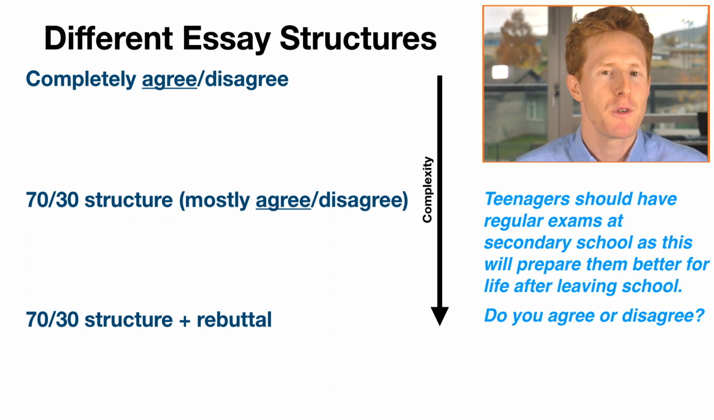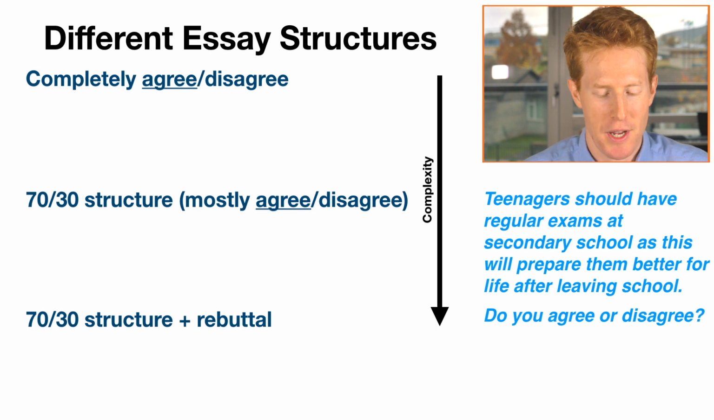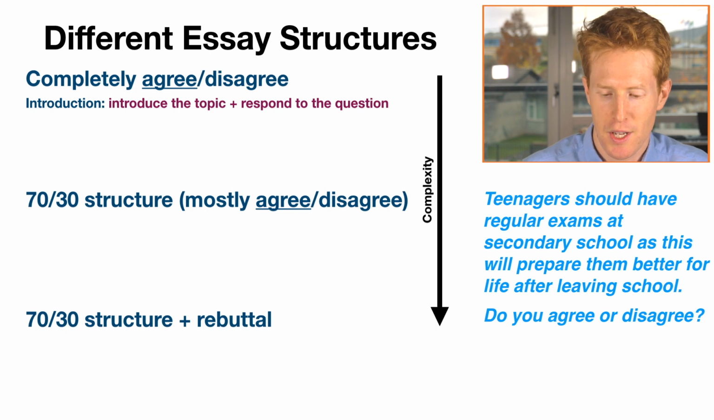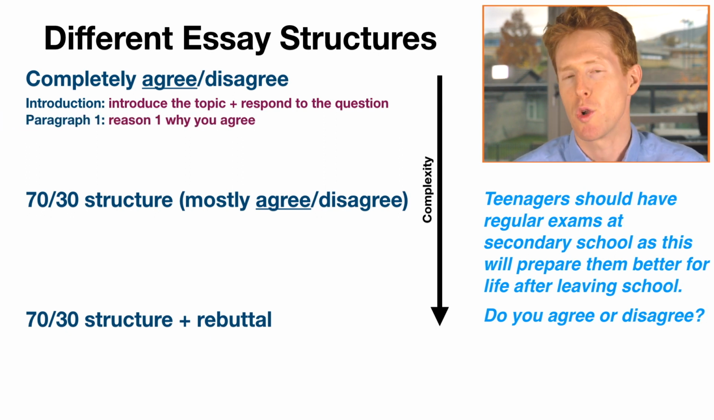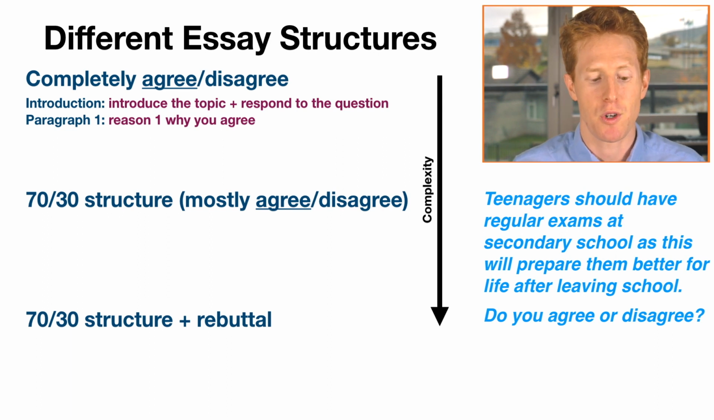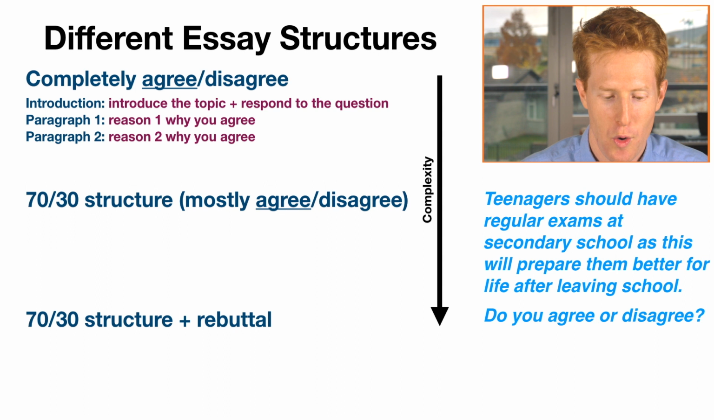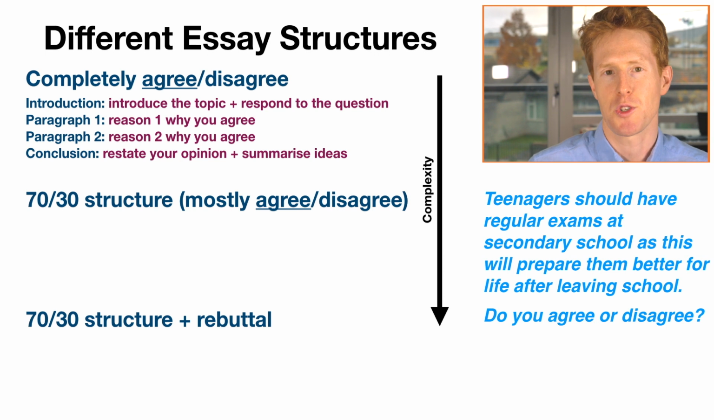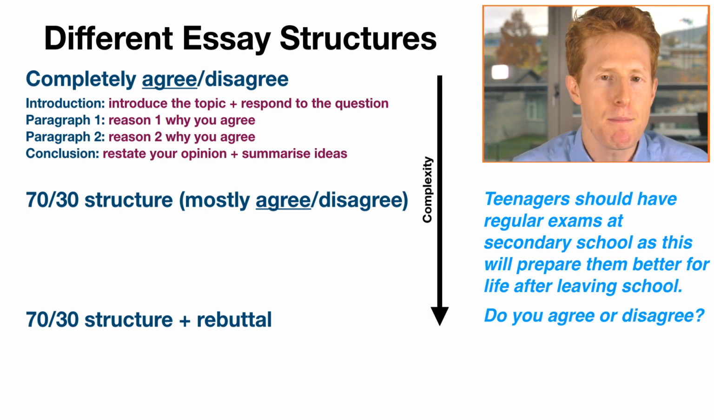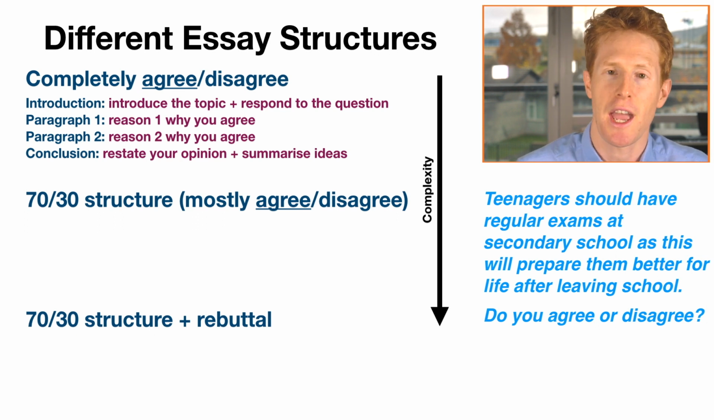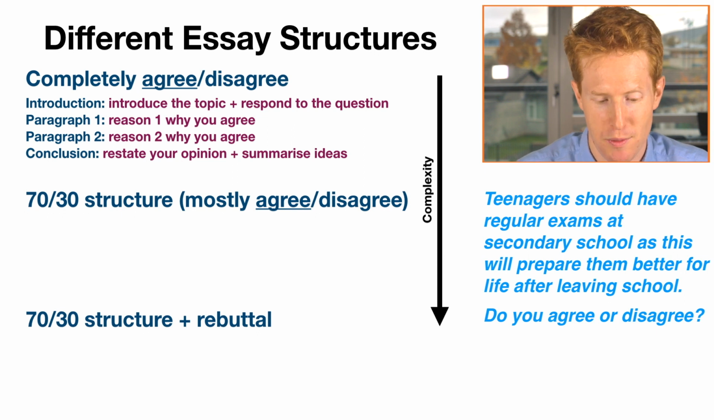Okay, now if you're going to write a completely agree-disagree essay, you're going to start with your introduction where you introduce the topic and respond to the question. You're going to have paragraph 1 where you mention one reason why you agree or disagree, for example, if you overall disagree with the statement. And then in paragraph 2, you're going to have the second reason why you agree, and you're going to finish with a conclusion where you restate your opinion and you summarize your ideas. Now, that is the simpler structure, and that's going to work for about 95% of students. And yes, you can get beyond Band 7 with this structure.